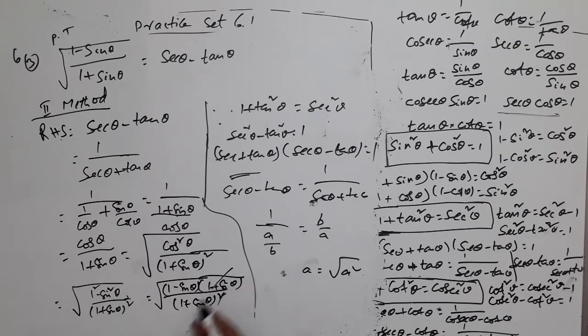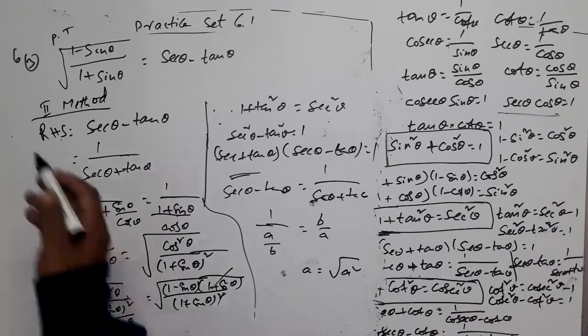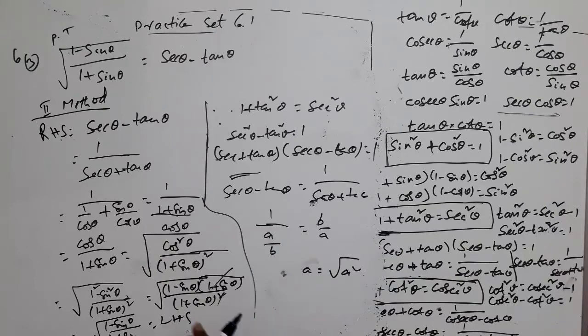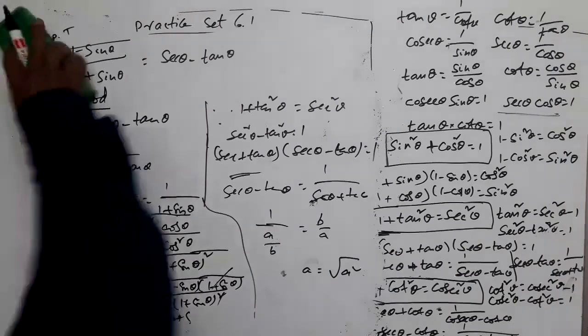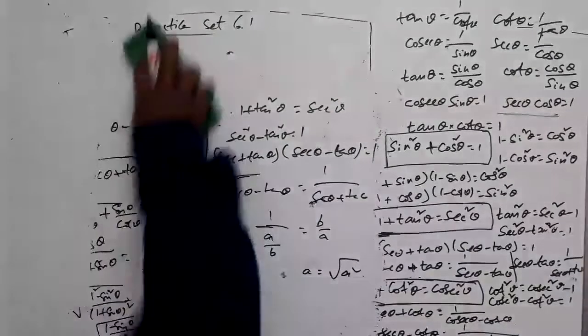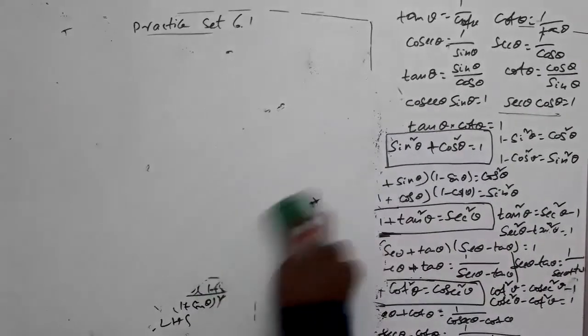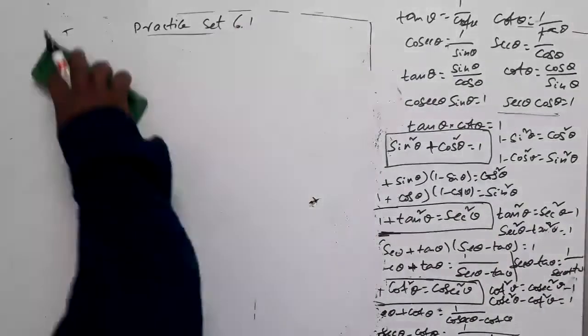Can I cancel one term here? Yes, 1 plus sin theta is there in numerator and denominator. I have cancelled. What is remaining now? Square root of 1 minus sin theta by 1 plus sin theta. That is our left hand side part. This way also you can do. Whichever method you find easier, you follow that method. This is question number 3 of question 6. Third bit is over. Let us go to the next bit.